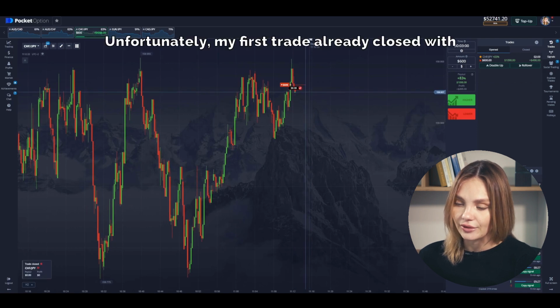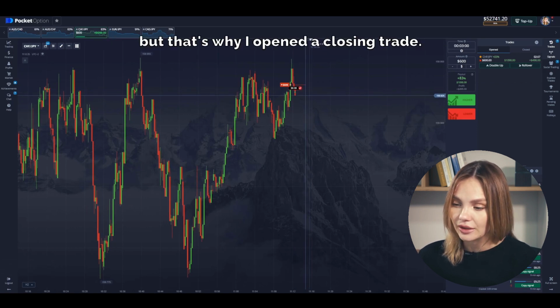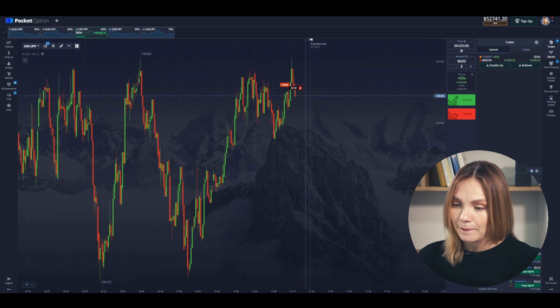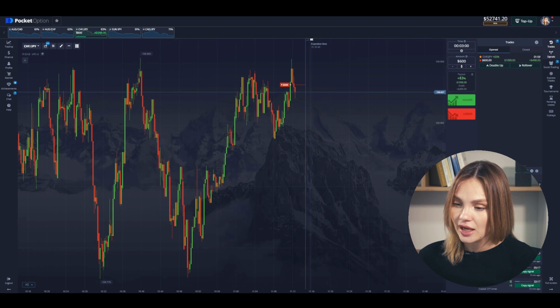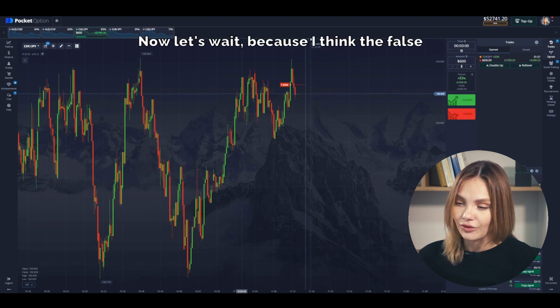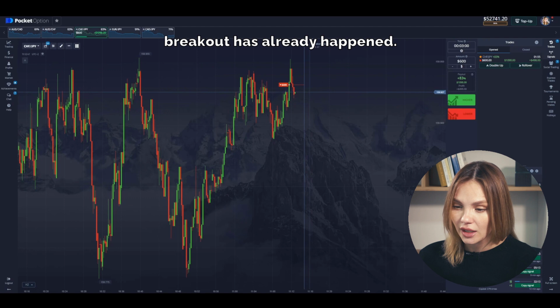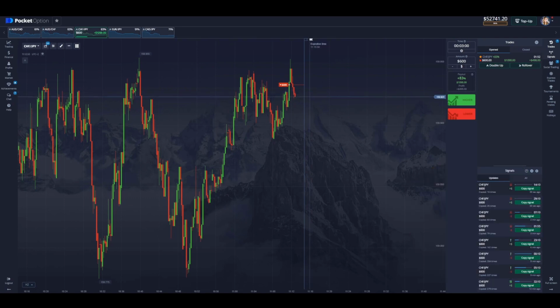Unfortunately, my first trade already closed with a loss, but that's why I opened the closing trade. The profit from the closing trade will outweigh the loss from the previous trade. Now let's wait, because I think the false breakout has already happened. There is about 2 minutes left.